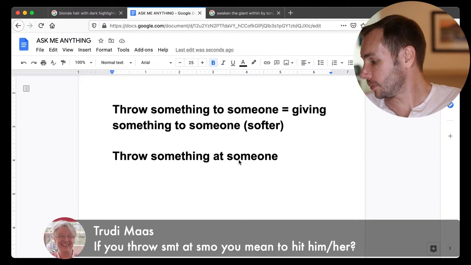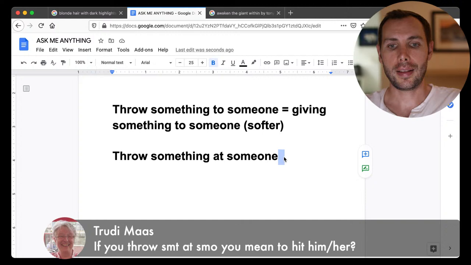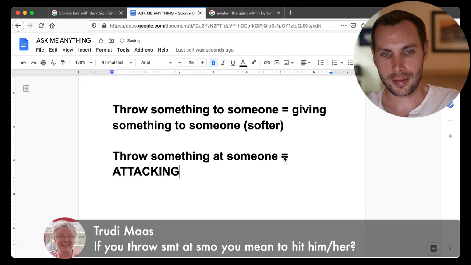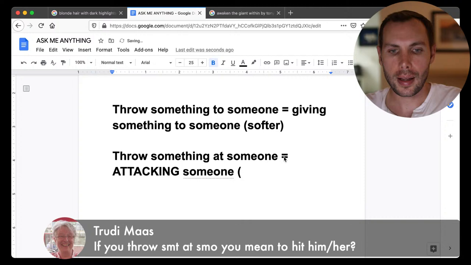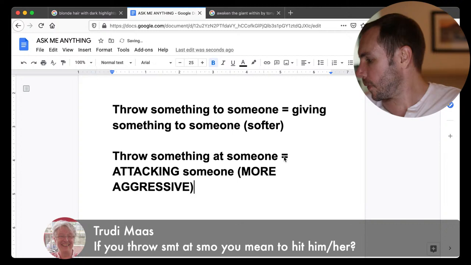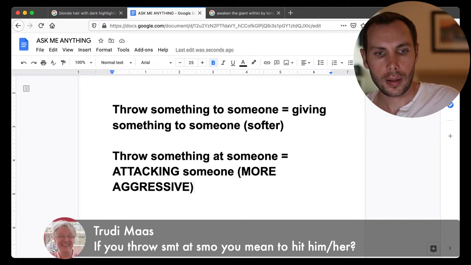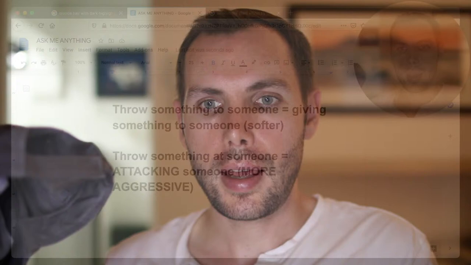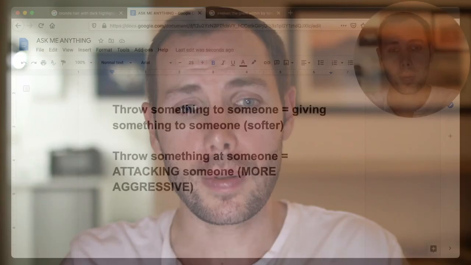But if I throw something at someone, this is kind of like attacking someone. It's more aggressive. So let's say, for example, I have this hat and I throw it at you. It's like, I hate you. I don't know why I hate you, but I'm throwing it at you. I can't believe you threw that. What did you throw at me? Can't believe you threw that table at me. So when you are talking about something towards someone, throw at them is more aggressive.